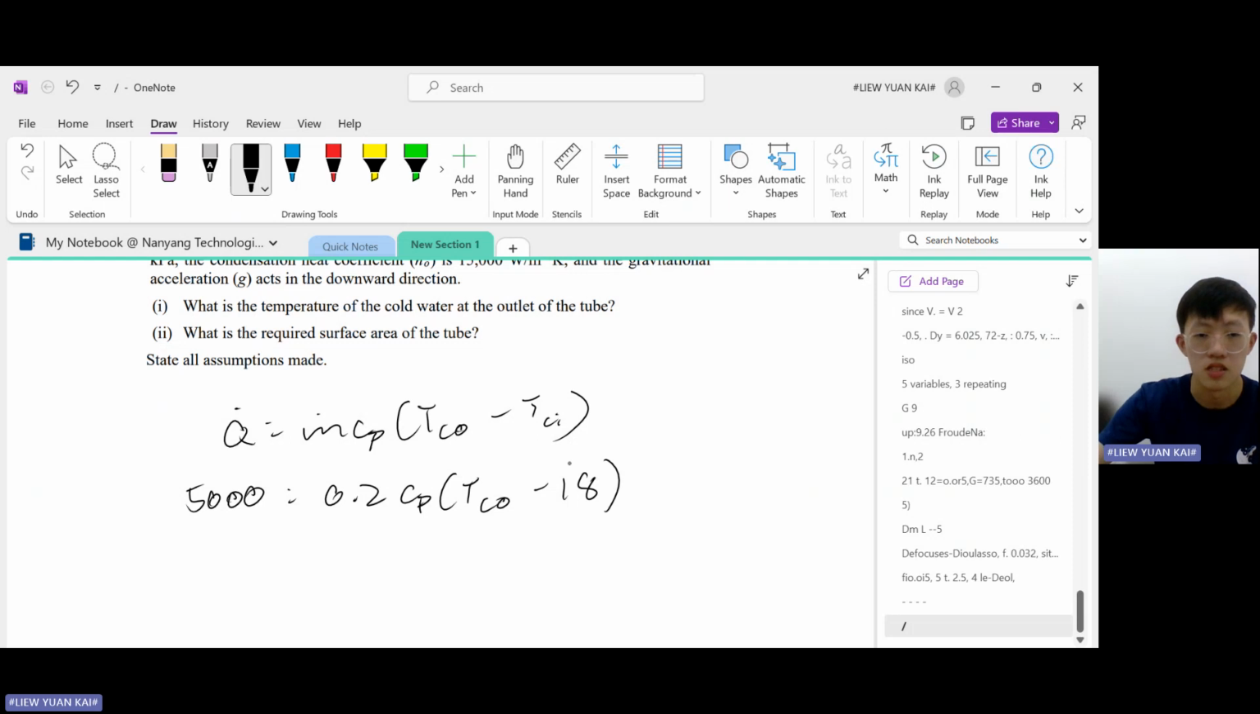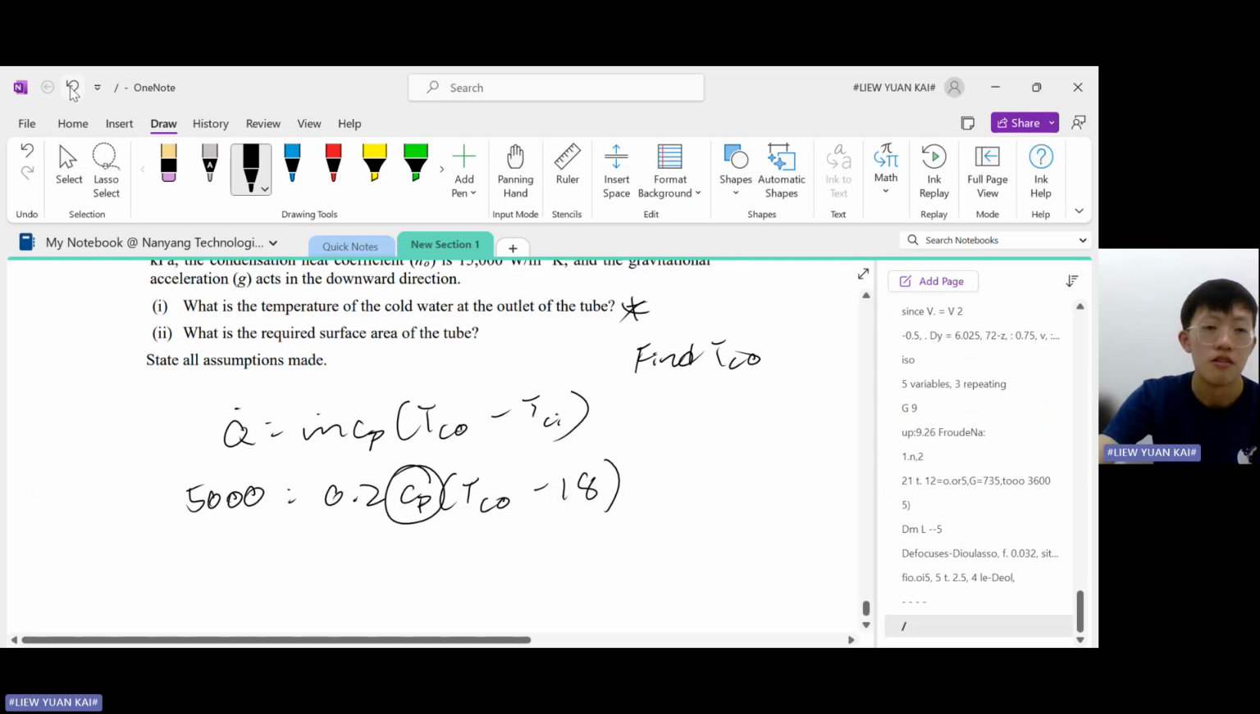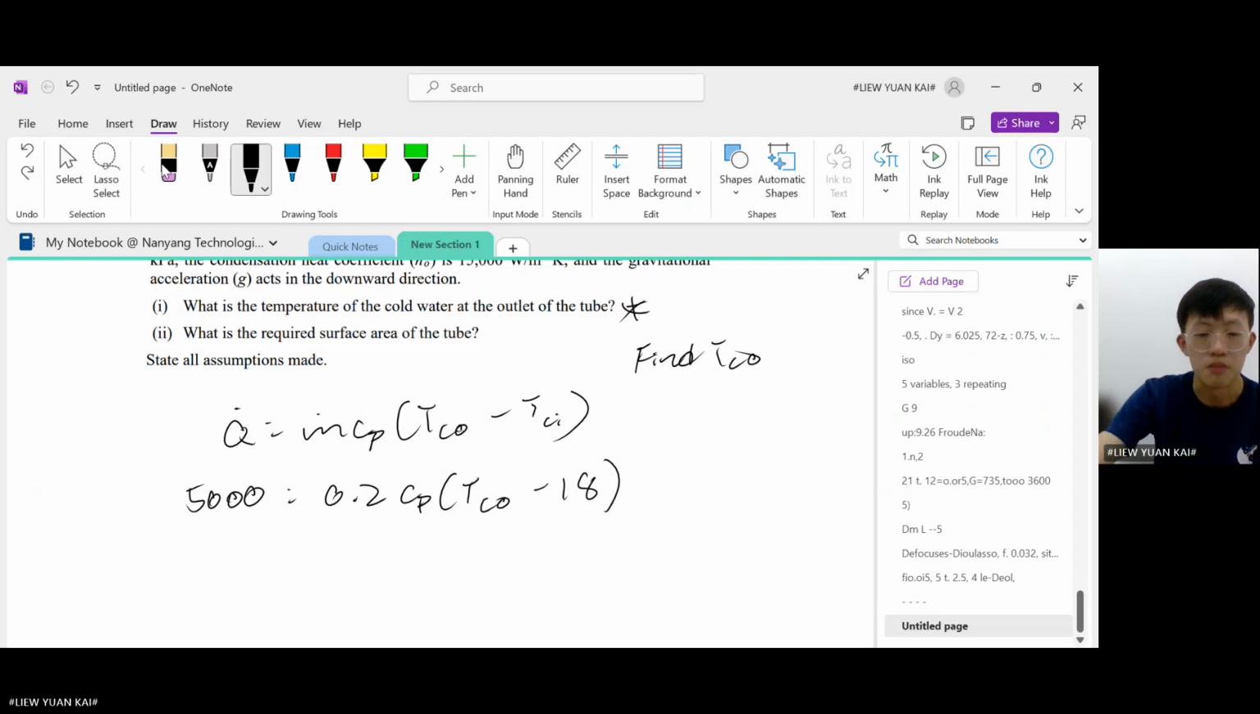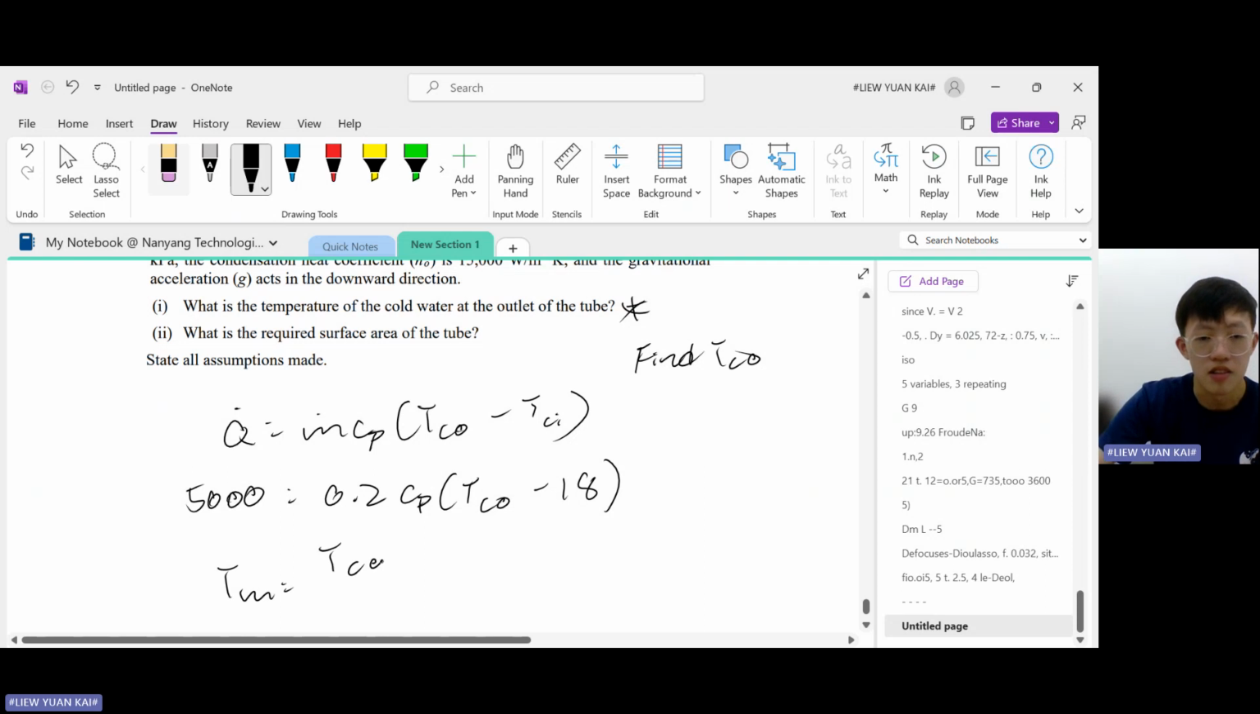We know this is 18 degrees Celsius. So we want to find what is TCO, right? Find TCO. That's what the first question is about. But the problem is Cp is a fluid property. Fluid property, we measure at the mean temperature, right? The mean temperature is given by the outlet plus the inlet divided by 2.